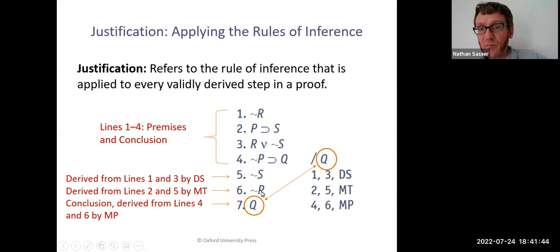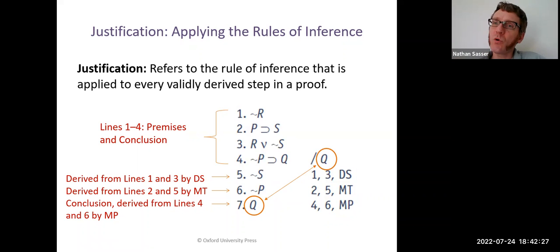Line 6 is derived by applying the modus tollens rule to lines 2 and 5. Line 2 says, if P, then S. Line 5, which we just proved, we can now use as a premise. It says not S, and it follows from that, therefore not P. So now we've got not P. And now we can finish the proof because we can apply the modus ponens rule to lines 4 and 6. If not P, then Q. But line 6 says not P is true. So therefore, Q is true.